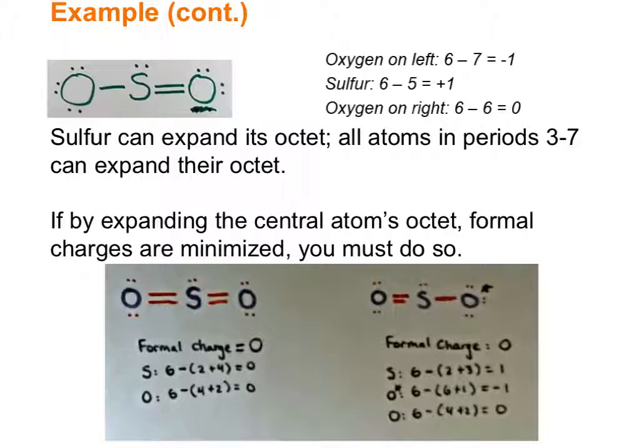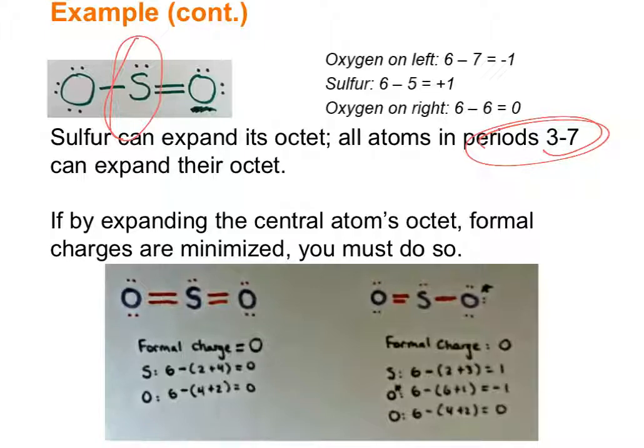If you remember the exceptions to the octet rule at the beginning of the PowerPoint, I said that all elements in periods 3 down through period 7 on the periodic table are capable of expanding their octet. That means that instead of just 8 valence electrons, they can hold 10, 12, and sometimes 14. And so when you finish with step 5, you need to get in the habit of asking yourself, is this central atom capable of expanding its octet? Do I need to mess with that? Do I need to look at it?